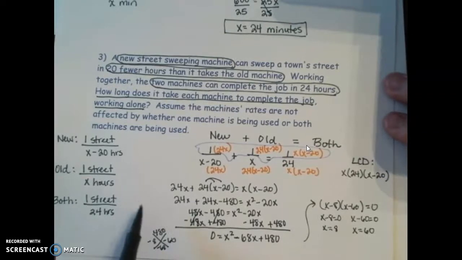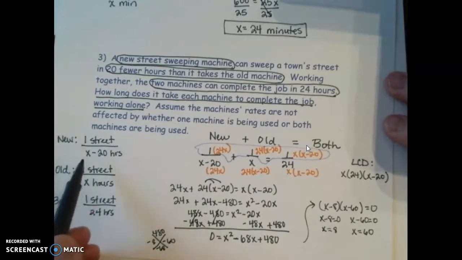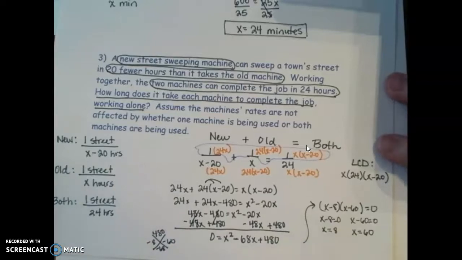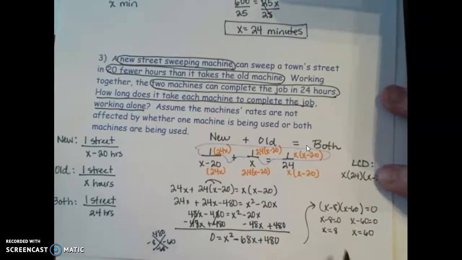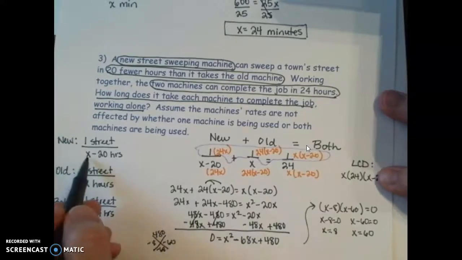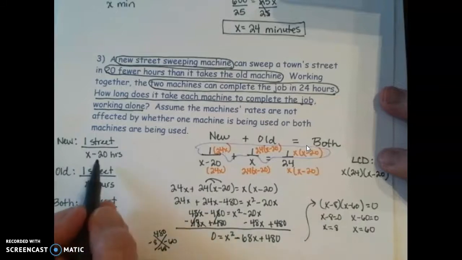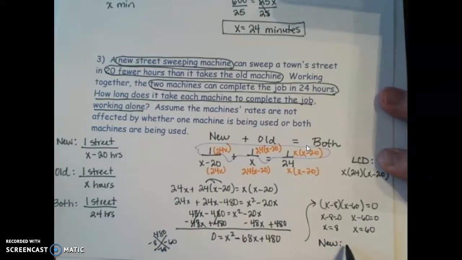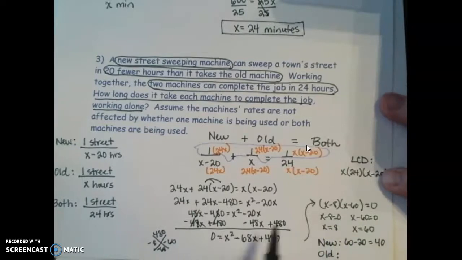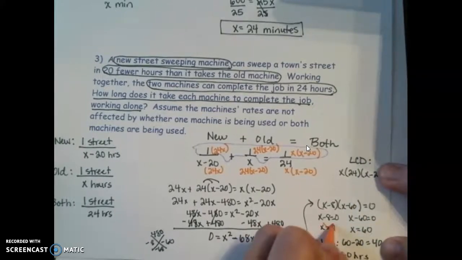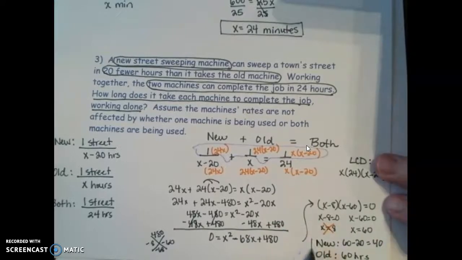But you got to go back and want to know each machine. So our new machine would be, if I took 8 and went here, 8 minus 20 would give me negative hours. So I'm going to have to use 60 here. So our new machine would be 60 minus 20 for 40 hours. And our old machine is just going to be 60 hours. And we're going to cross this out because this gives us negative hours. So here's our answer.